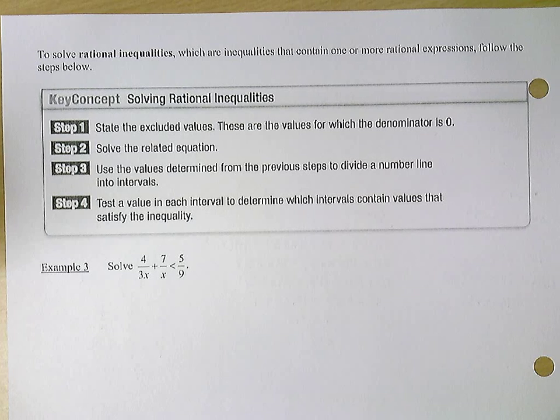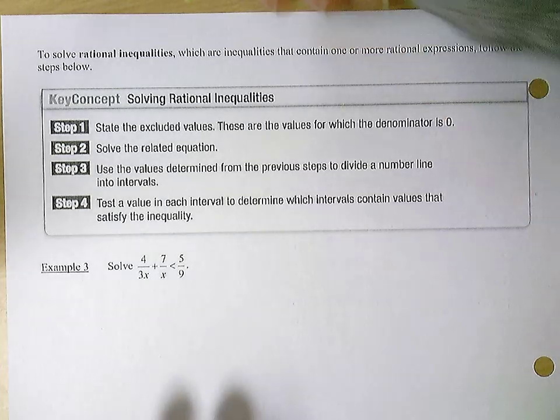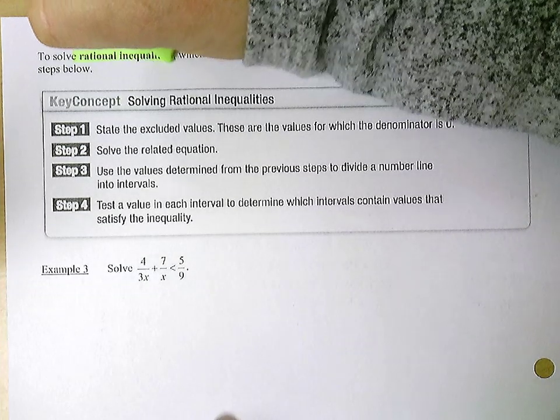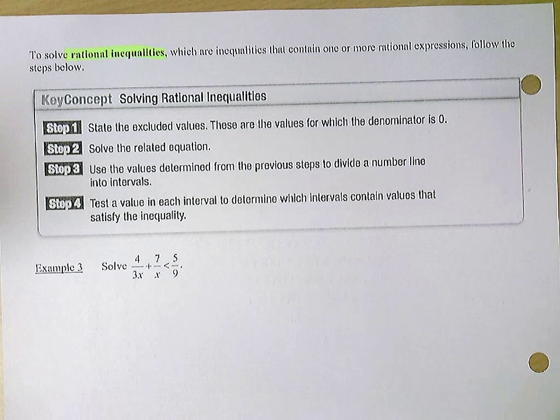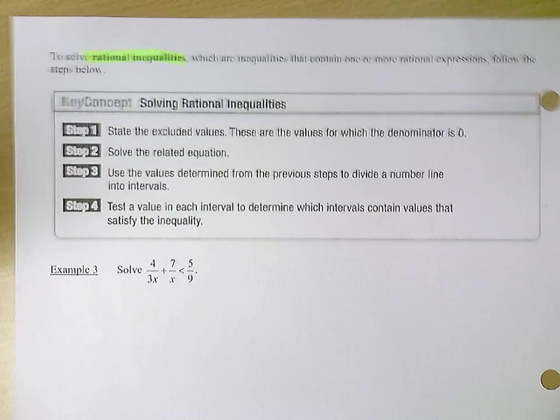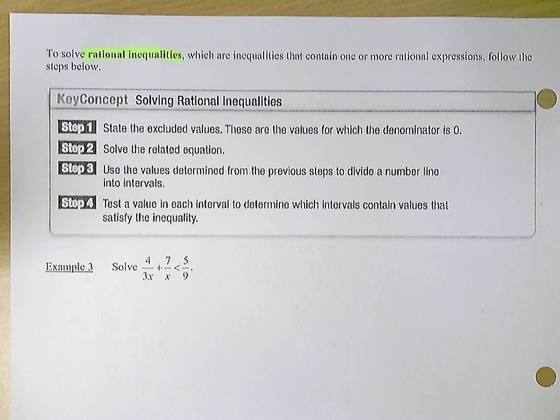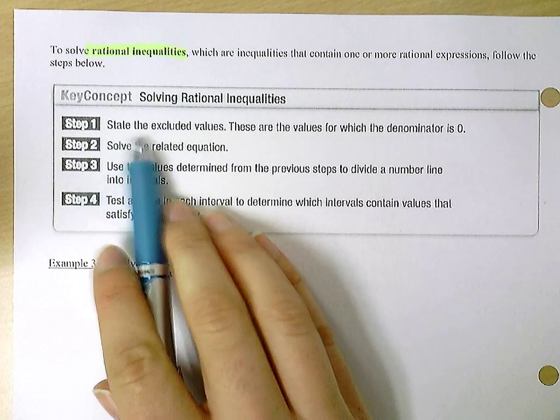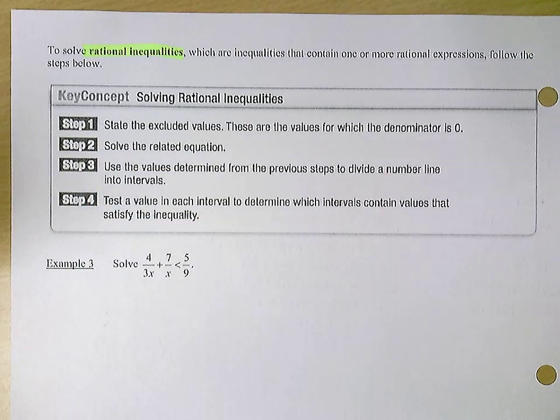For solving rational inequalities. It's the same process except now you have an inequality, so you have one extra step. So we are solving rational inequalities. Those are inequalities that contain one or more rational expressions, and you have to follow the steps below to solve them. Step one is to state the excluded values.